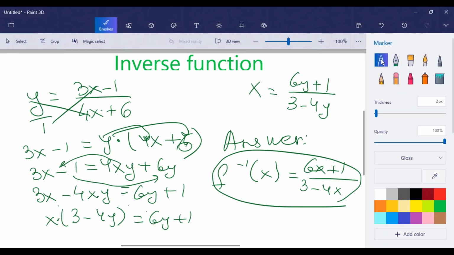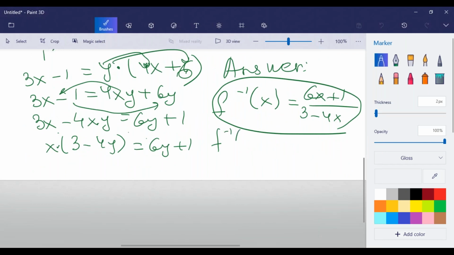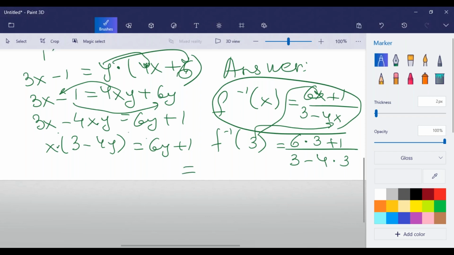Let's pretend that they said find f to the power of negative 1 of 3. It means you found the inverse one. Now you have to substitute 3 instead of x. So (3 multiplied by 6 plus 1) over (3 minus 4 multiplied by 3). 6 times 3 is 18, 18 plus 1 is 19, over 4 times 3, which is 12. 3 minus 12 is negative 9.